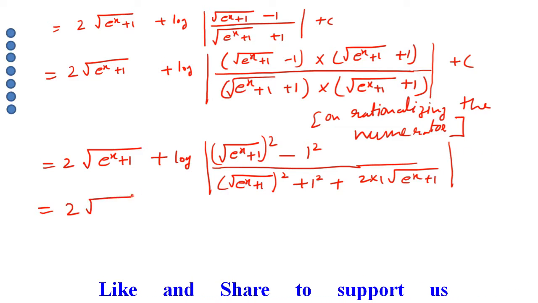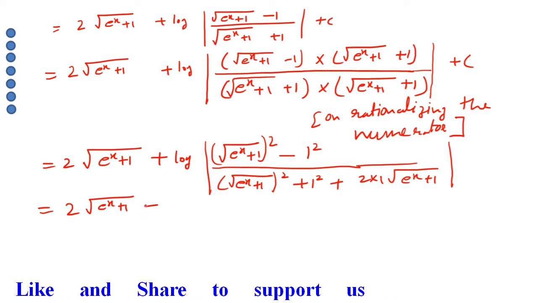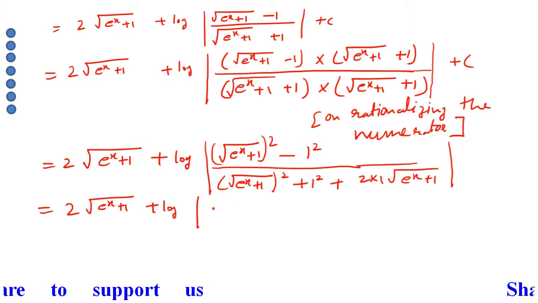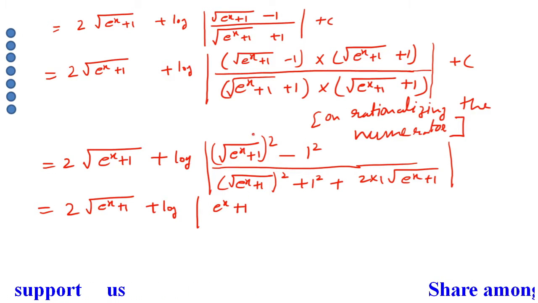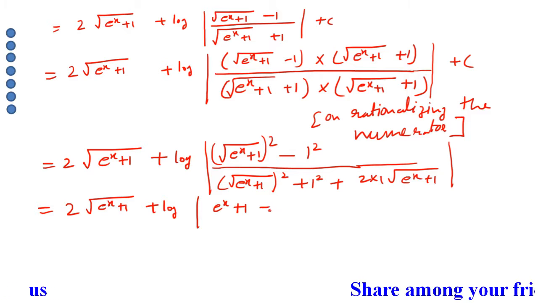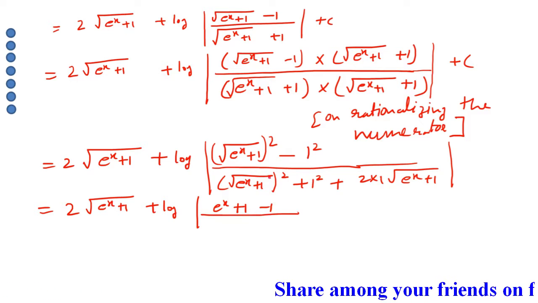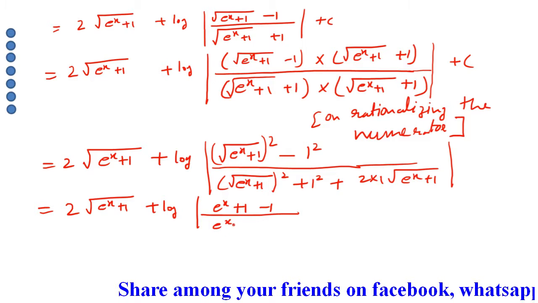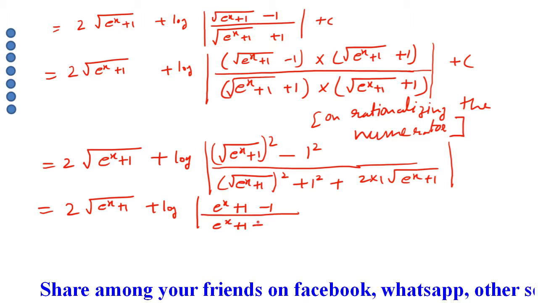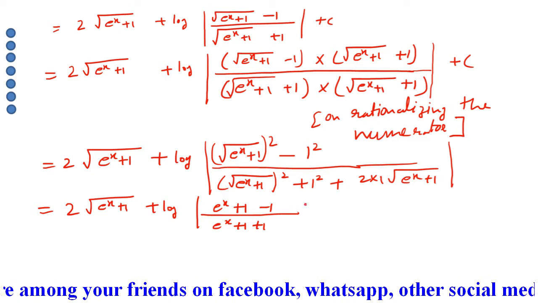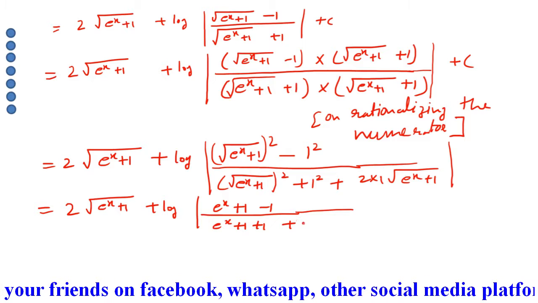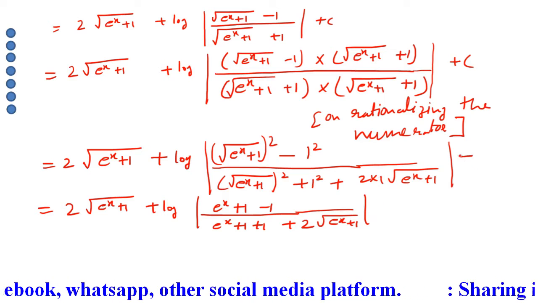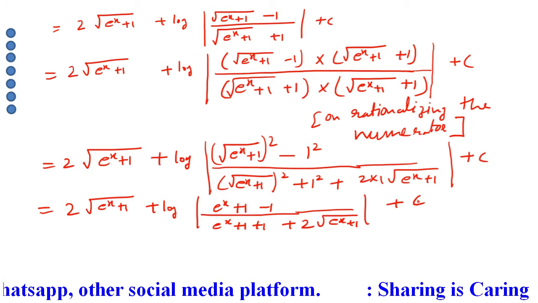Now it is going to be 2 square root of e to the power x plus 1, plus log. Now when we square the root, the square and root will cancel each other, so we will get here e to the power x plus 1, and this minus 1 as it is. Then down when we open this, square and root will cancel each other, so you will get only e to the power x plus 1. 1 square is 1, and we cannot solve this, so just write it as 2 root e to the power x plus 1 as it is, then plus integration constant.